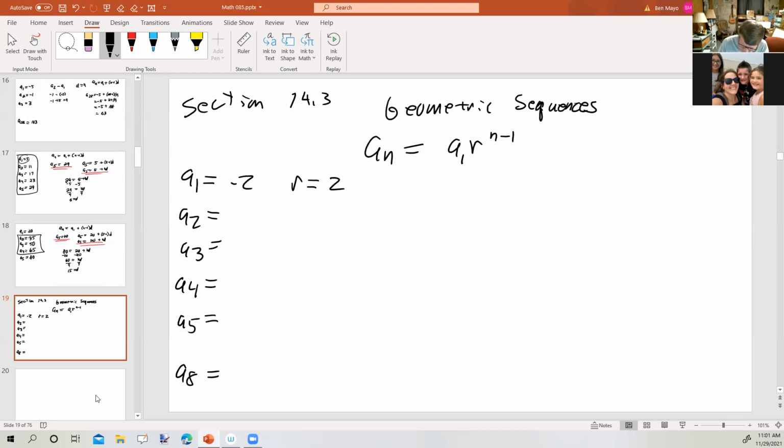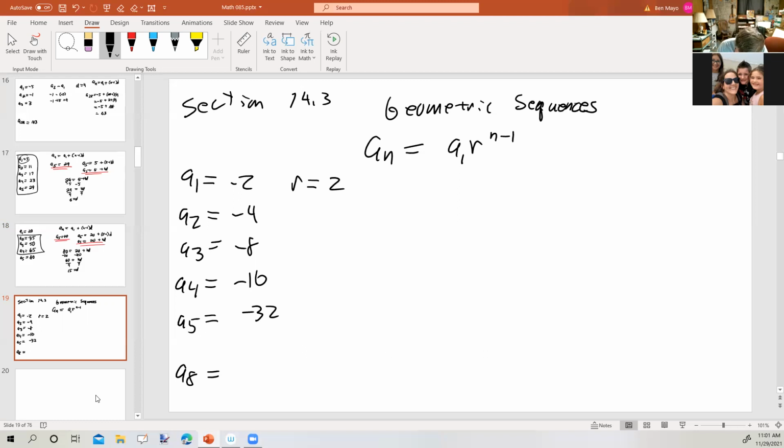So a sub 1 is -2, times r: -2 times 2 is -4. Negative 4 times 2 is negative 8, times 2 is negative 16, times 2 is negative 32. And again, I could find a sub 6, a sub 7, a sub 8, but we need to use the formula to find that last term.